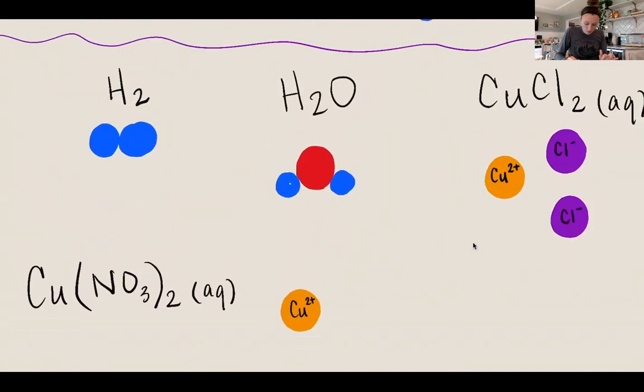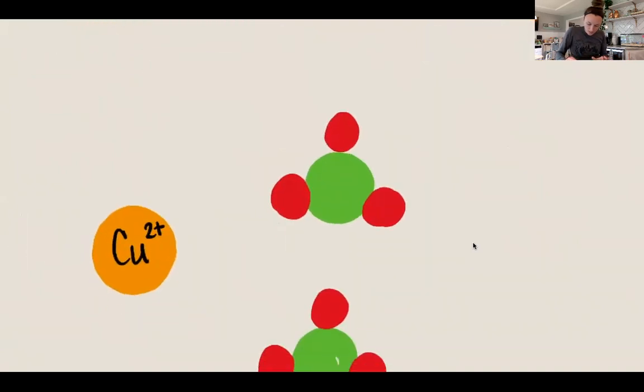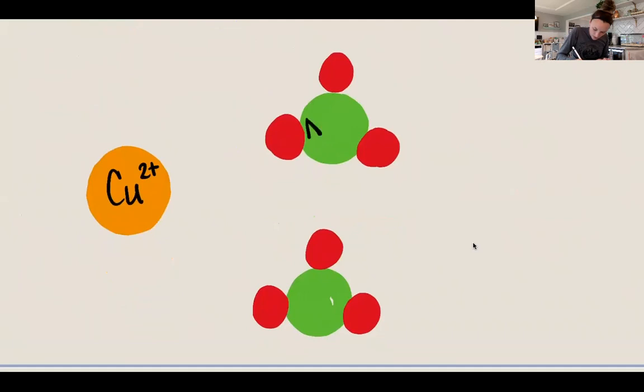So if I'm going to draw them, let me go back and check. I made nitrogen green. And then oxygen is red. I'm going to make that a little bit smaller just so we don't take up a ton of room here. So each of these is an NO3 and has a charge of -1.